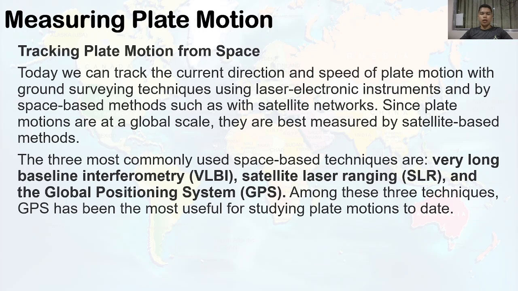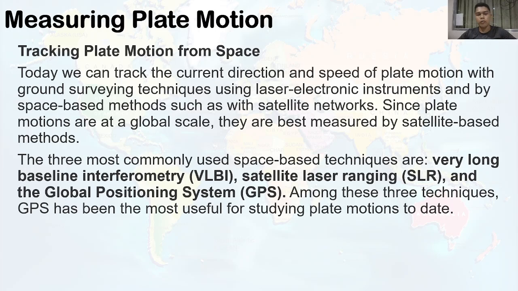Today, we can track the current direction and speed of plate motion with ground surveying techniques using laser electronic instruments, and by space-based methods such as satellite networks. Since plate motions are on a global scale, they are best measured by satellite-based methods. We cannot measure them by ruler. It can be measured using a satellite.